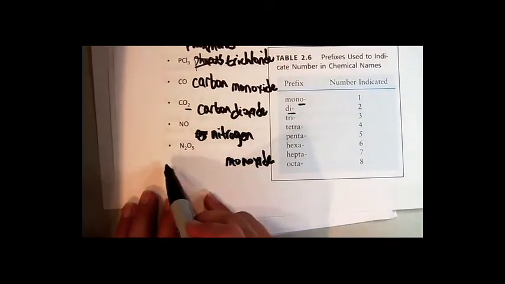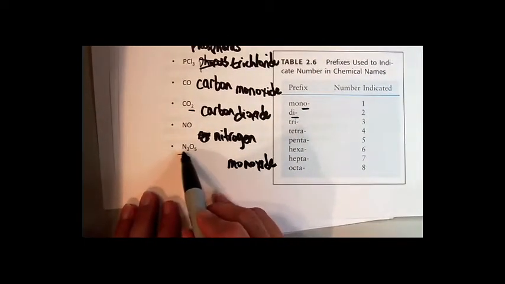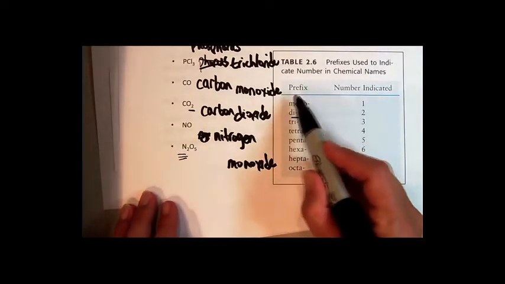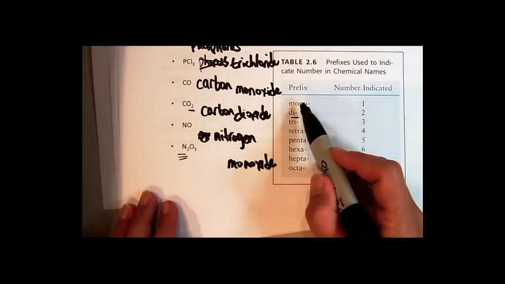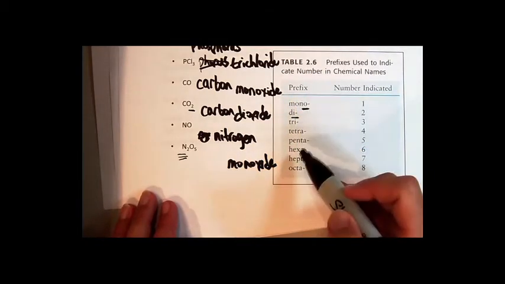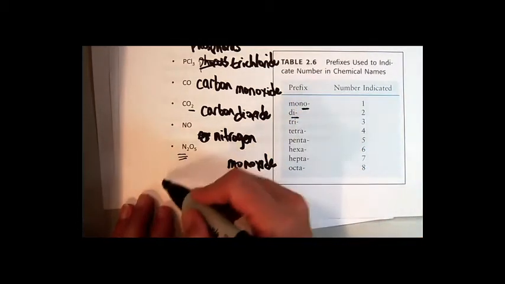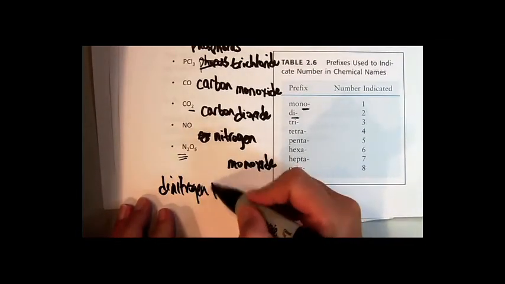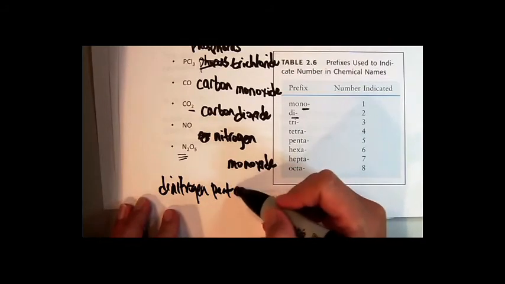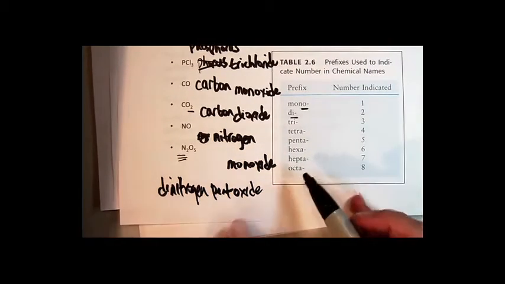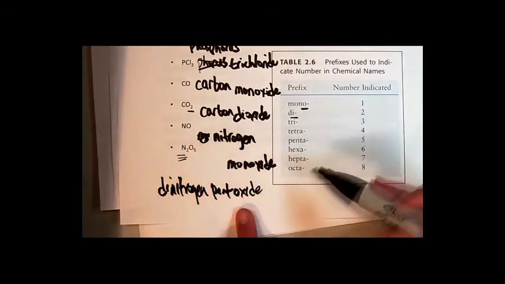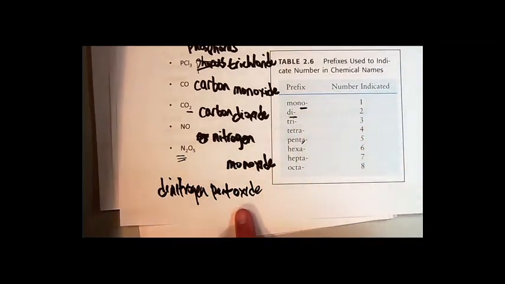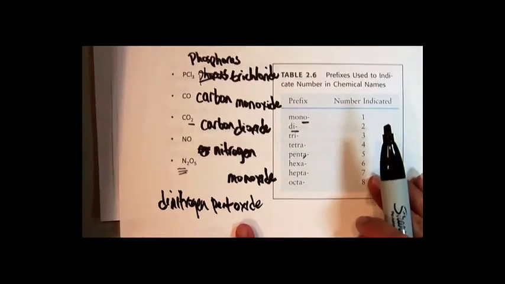And this last one, what's the name here? Okay, this time I have two of the first, so it's going to be di. The only time you leave off the prefix on the first one is if it's one. All the other times you have to use the prefix. So it's dinitrogen pentoxide. And again, since the element starts with a vowel, I don't say pentaoxide, I say pentoxide. I leave off the a if it's going to be a vowel. Okay? So that's the deal.